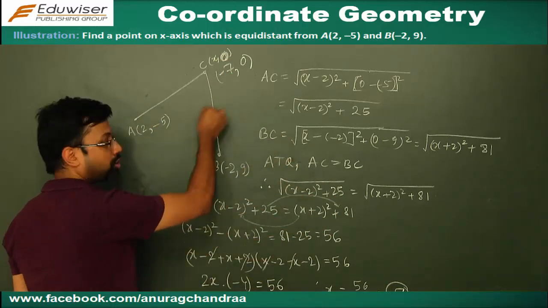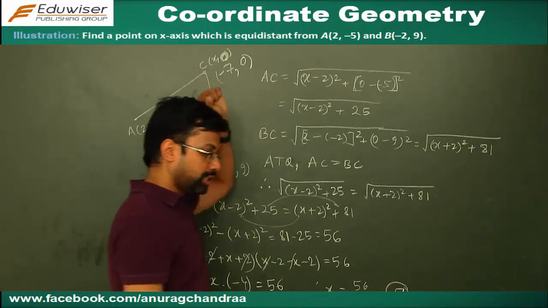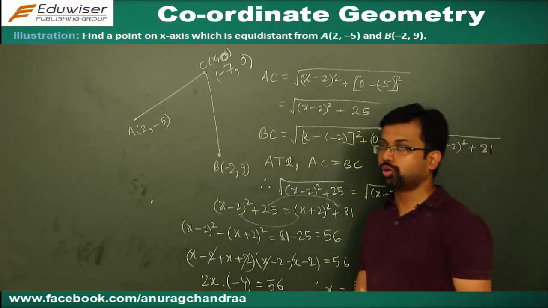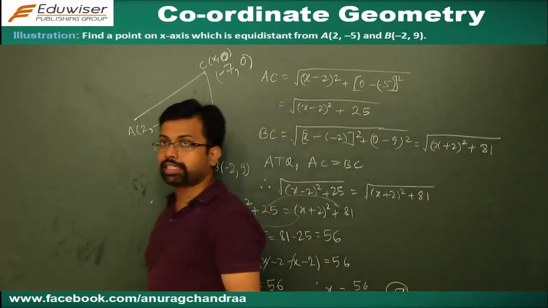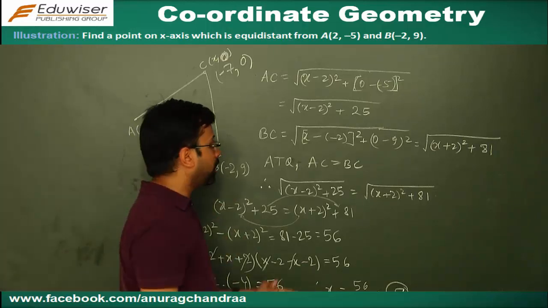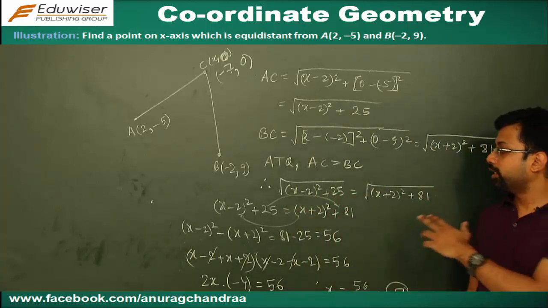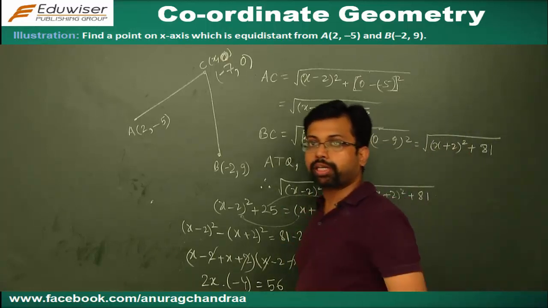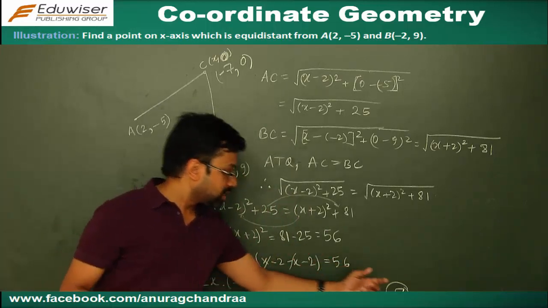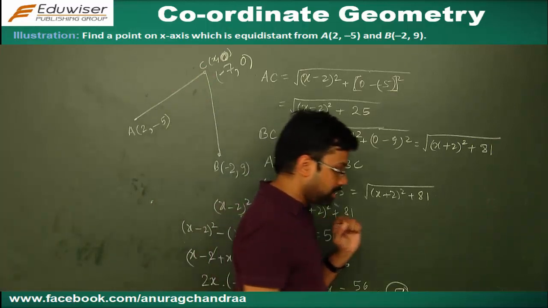So this is how you solve this problem. It's given here that the 2 points are equidistant from a third point. That third point lies on the x-axis. So its y coordinate is going to be 0. You find out the distance AC using the distance formula. You find out the distance BC using the distance formula. According to the question, AC is equal to BC. And then you simplify it and you obtain the value of x. In this case, it comes out to be minus 7. So the point that you would be getting is minus 7 comma 0.